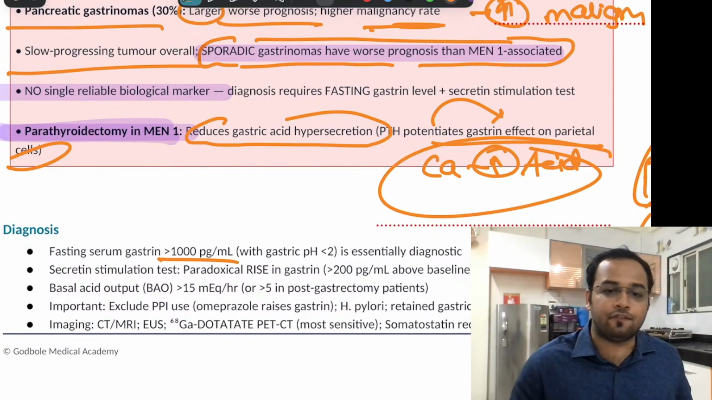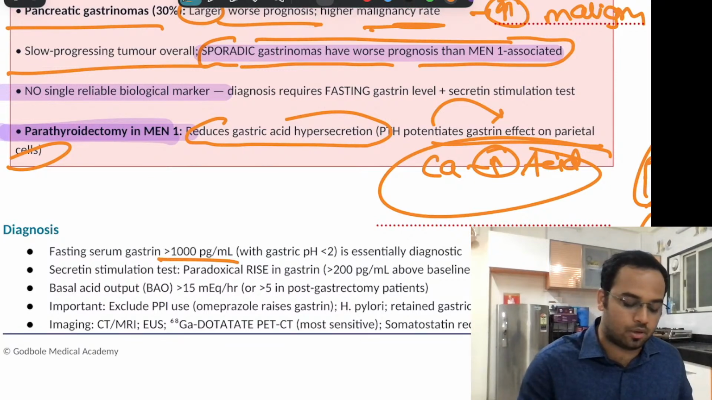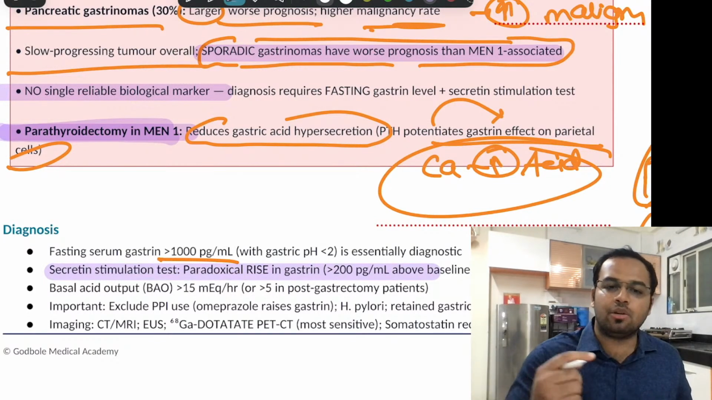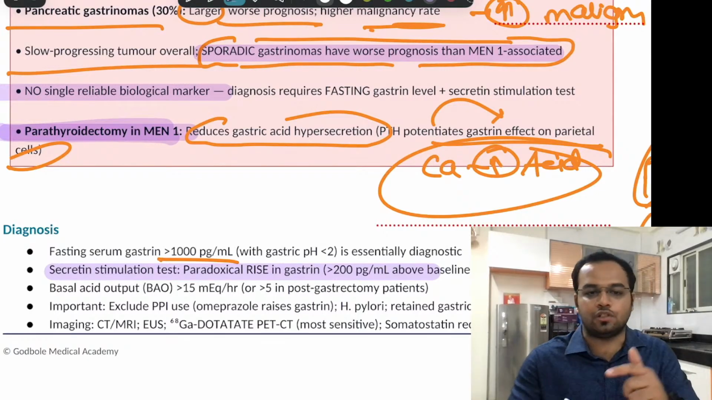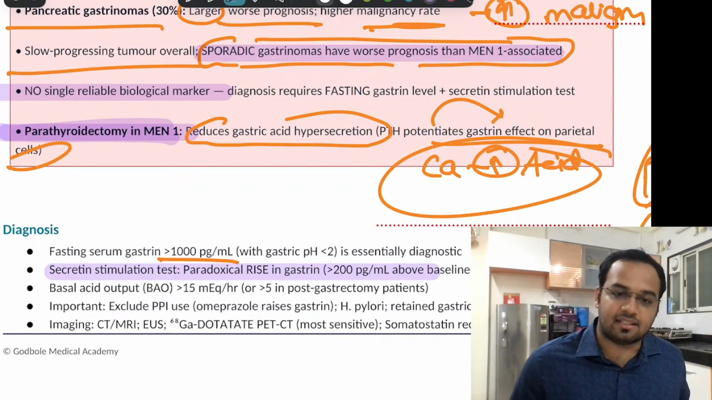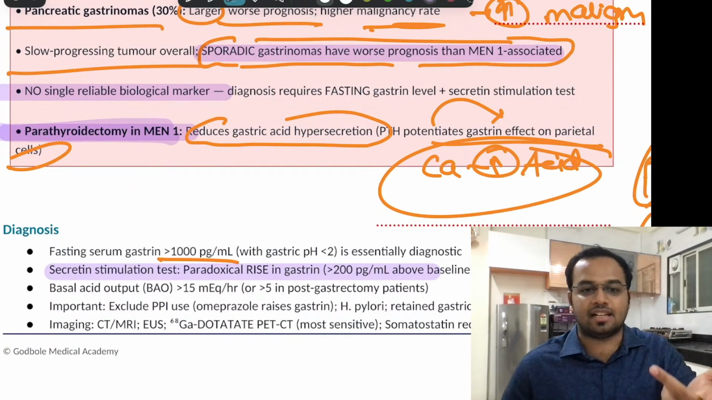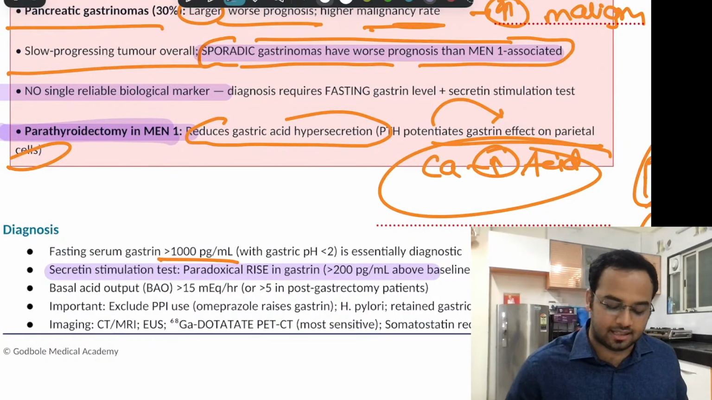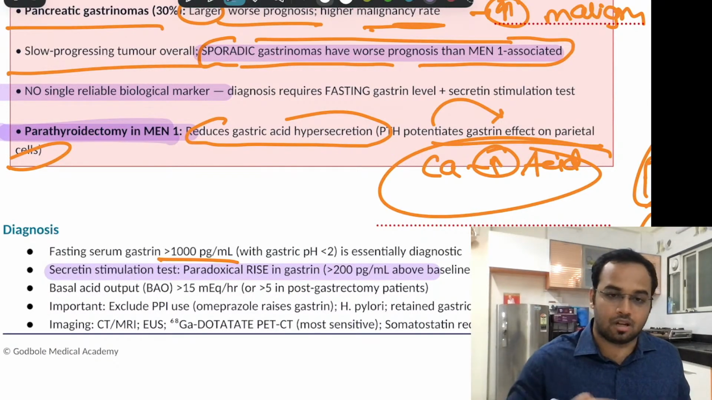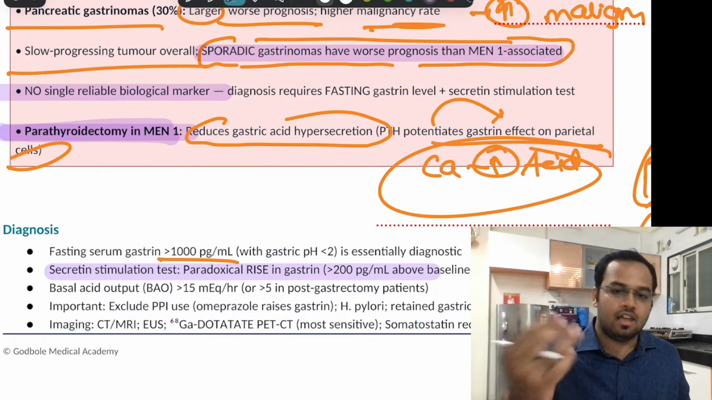And if the serum gastrin level is still not diagnostic, you can go for what is called a secretin stimulation test. When you inject secretin into the blood, it is going to cause a paradoxical rise in the gastrin levels. So whenever the gastrin levels rise in response to secretin, it is going to be positive for your gastrinoma.